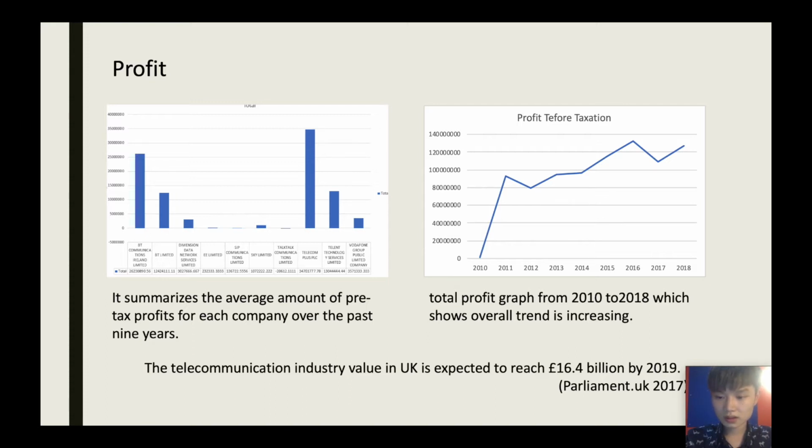The second one is the total profit graph from 2010 to 2018, which shows the overall trend is increasing. The telecommunication industry value in the UK is expected to reach £16.4 billion by 2019.